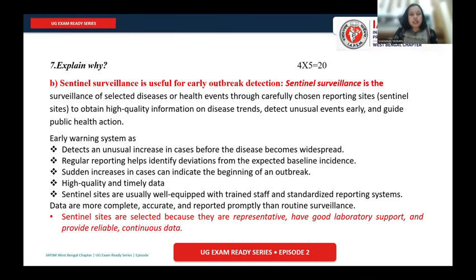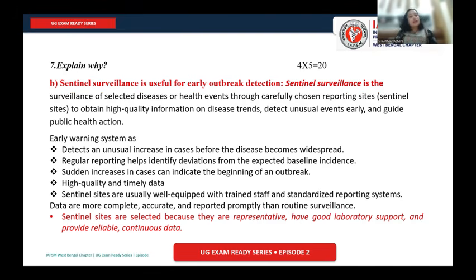Hence, for any outbreak detection, through sentinel surveillance, we detect an unusual increase in cases before the disease becomes widespread. Regular reporting helps to identify deviation from the expected baseline incidence. A sudden increase in cases can indicate the beginning of an outbreak.